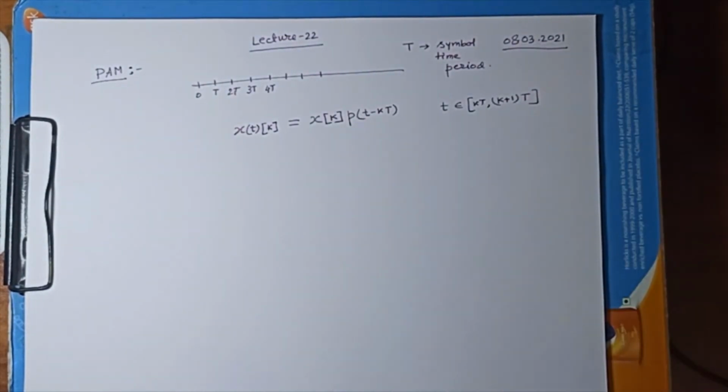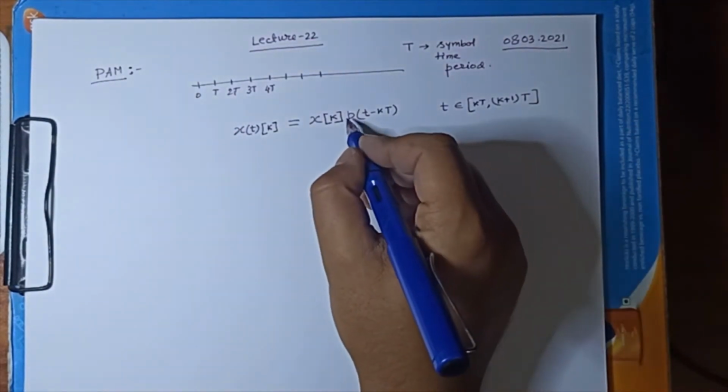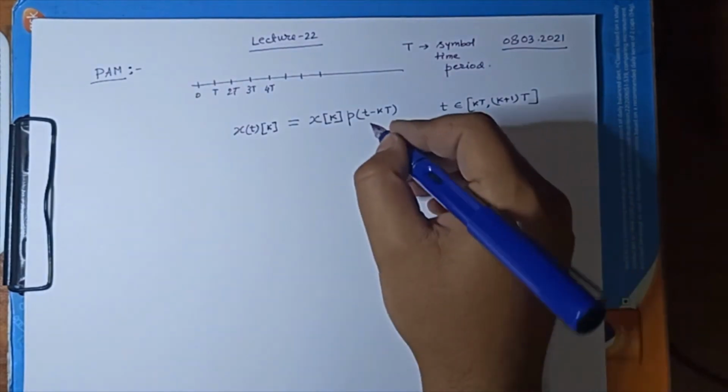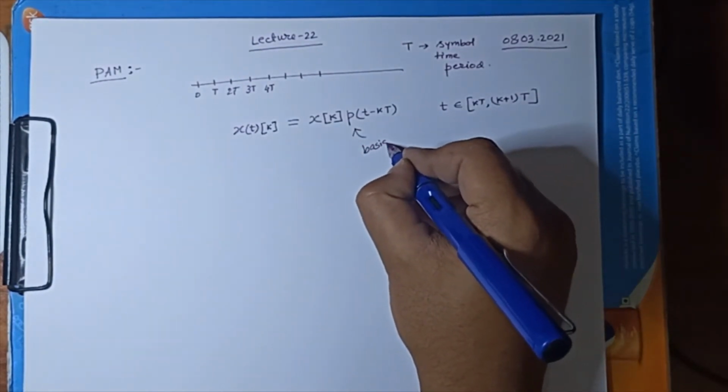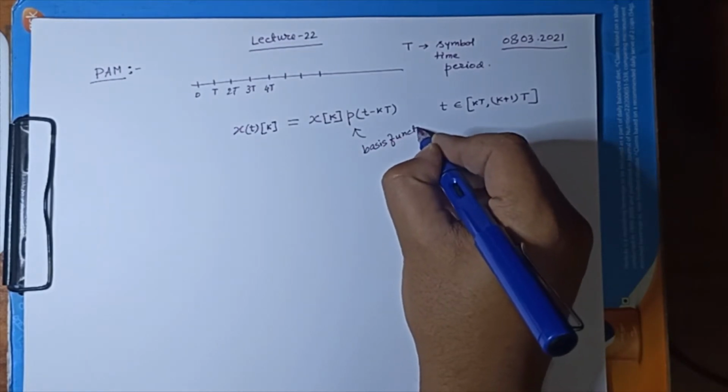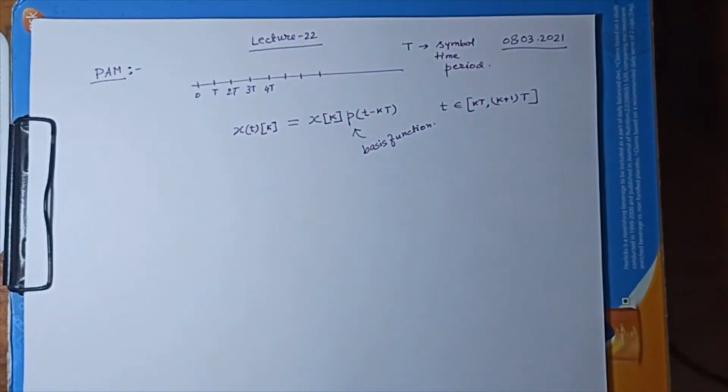Why am I writing p? Because that will be obvious when we discuss. In the last class I wrote it to be phi. So this is basically the basis function. So this is one dimensional signaling. So this is the basis function, the shifted basis function. Okay. So this is one way of writing it.